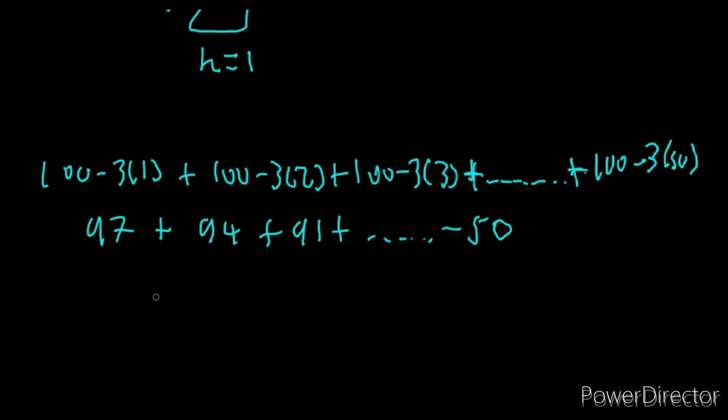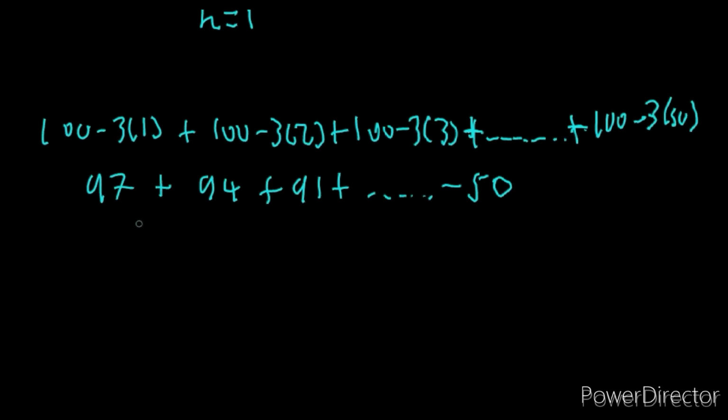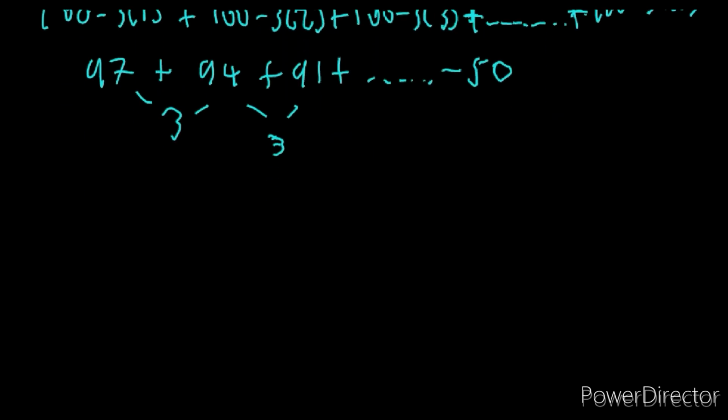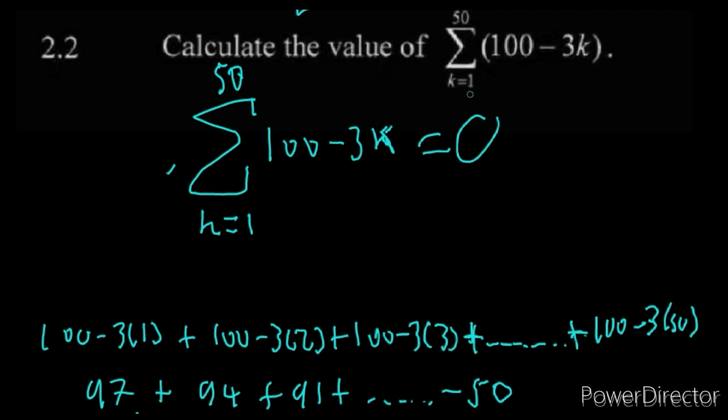So let's find out the common difference. This is an arithmetic sequence, so it will obviously have a common difference. This is going to be 3, so it's just 3 and 3. We know that the common difference is 3. So we have got our a is 97 and our d is 3. Now we can find the answer of this.